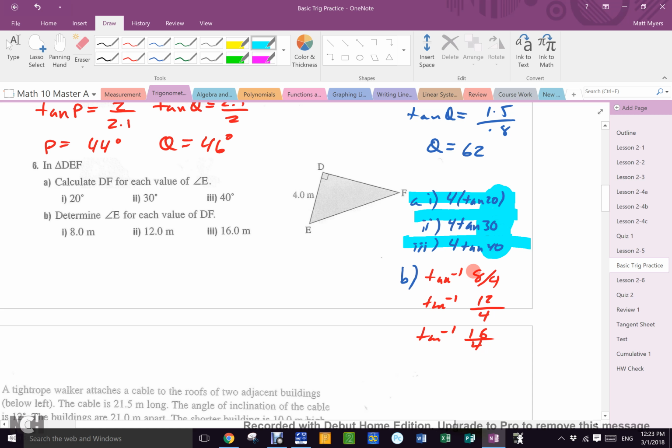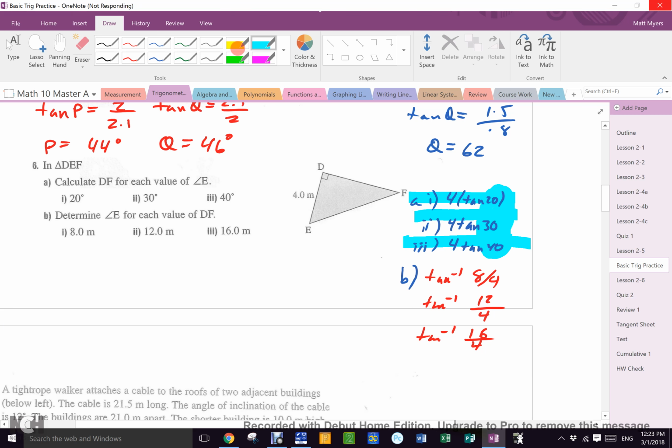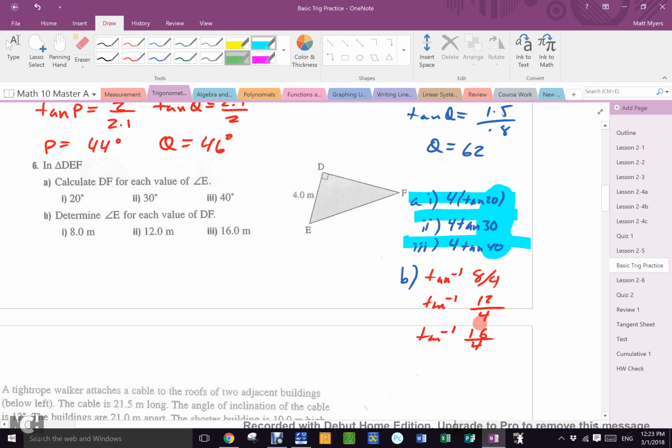And then same thing here. The only thing that changed was the opposite. The adjacent stayed 4 every time. 4, 4, 4. 8, 12, and 16 changed every time. Of course, if you found them as decimals, it was 2, 3, 4. All right. Any questions about tan up to there when you were given the triangles? Not a real life situation, just the skills you need to do real life situations.